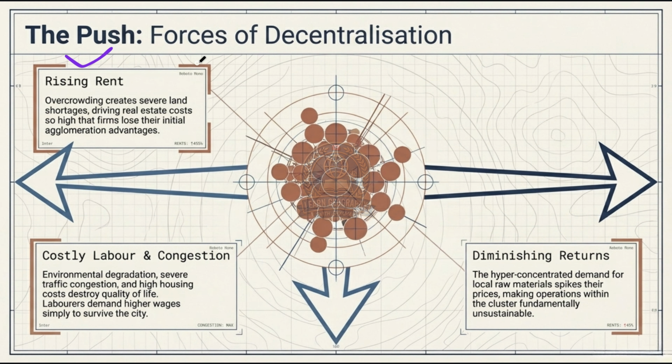Similarly, the push factors, the force of decentralization. Rising rent: overcrowding creates severe land shortage, driving real estate costs so high that firms lose their initial agglomeration advantages. And costly labor: congestion, environmental degradation, severe traffic congestion, and high housing costs destroy quality of life. Laborers demand higher wages simply to survive in the city. Diminishing returns: the hyper-concentrated demand for local raw materials spikes their prices, making operations within the cluster fundamentally unsustainable. Okay, this is the push factor, the process of decentralization.